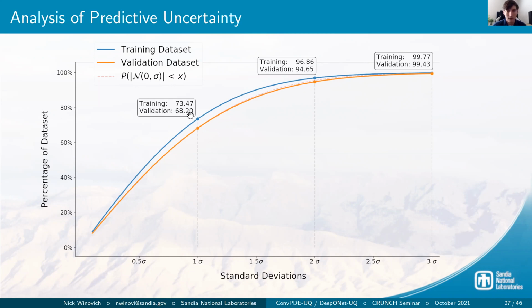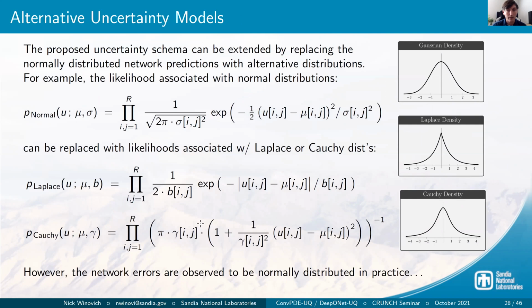So this is kind of like the 68, 95, 99 empirical rule. This is basically saying that on average, our standard deviations do reflect an accurate representation of our error at the end of training. What's more is that we can also think about replacing this normal distribution, this normal prediction model basically, with Laplace or Cauchy distributions.